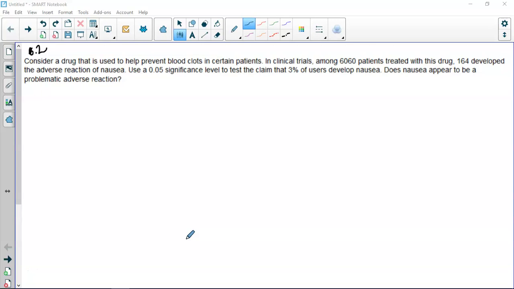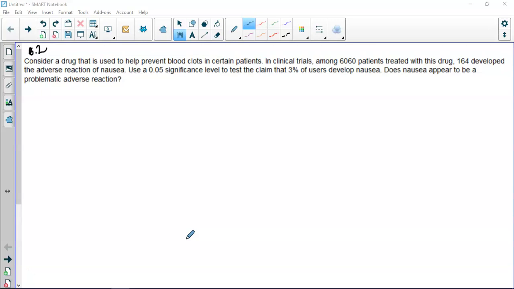There may be programs or websites that will do this for you, but I don't have any of those, and so I'm going to do this by hand. The big question I get usually at the end of the chapter is, how do I know what kind of hypothesis test I need to run?